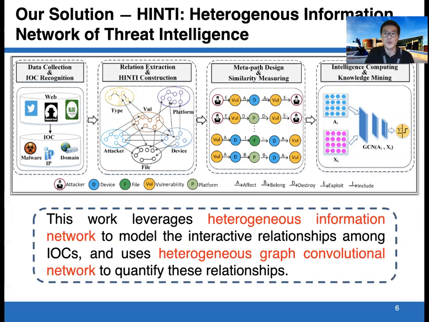This diagram shows the framework of HINTI, which contains 4 major components, including data collection and IOC recognition, relation extraction and HINTI construction, meta-paths-based similarity measuring, and CTI intelligence computing and knowledge mining. The whole system spans from the raw data collection to security knowledge mining. This work aims to leverage heterogeneous information network to model the interactive relationships among IOCs, and uses heterogeneous graph convolutional network to quantify these relationships.